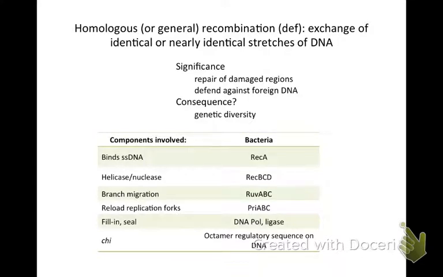Here's a list of some of the protein and gene components that are involved in this. So we'll be looking at RecA, which binds single-stranded DNA, the RecBCD complex, and the RUV proteins that are involved in branch migration. We will not talk about the Pre proteins, and as we've already learned from previous lectures, DNA polymerase and ligase will be important because they play a role, as they always do, in filling in gaps in DNA and sealing the backbone. And finally, there's a chi sequence that we'll be talking about.